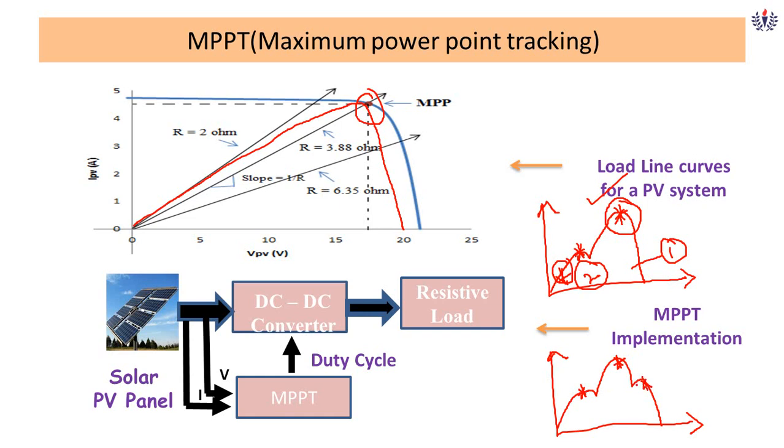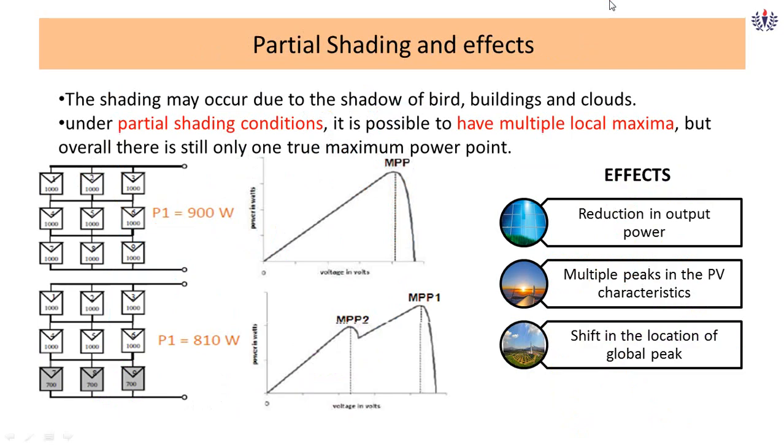Even if you start from this point, or even from this point, in both cases it will get trapped in a local maximum. This is the problem with your incremental conductance, P&O, or hill climbing algorithm. Now let us see how to solve this with optimization. Let me explain clearly with respect to optimization.